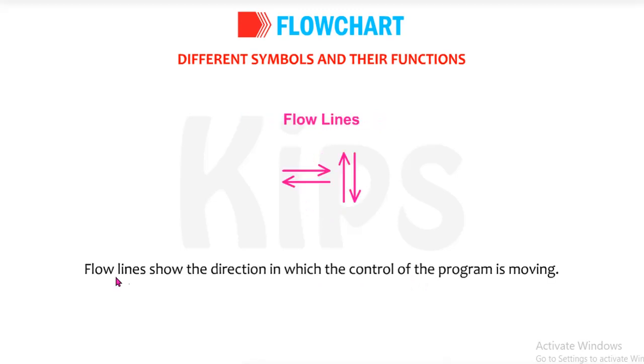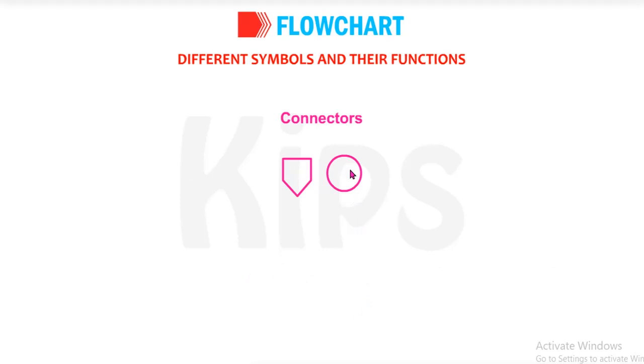Next one, flow line shows the direction. If you go to right side, use this one. Left side, up, down. It shows the direction. There are two types of connectors. This is on page connector, this is off page connectors.